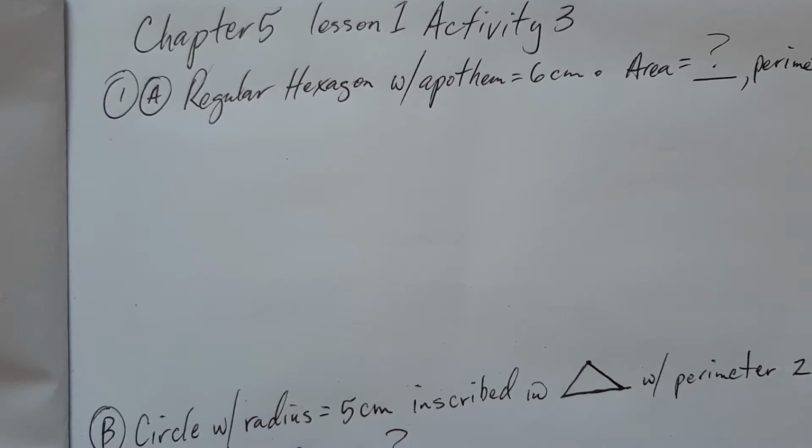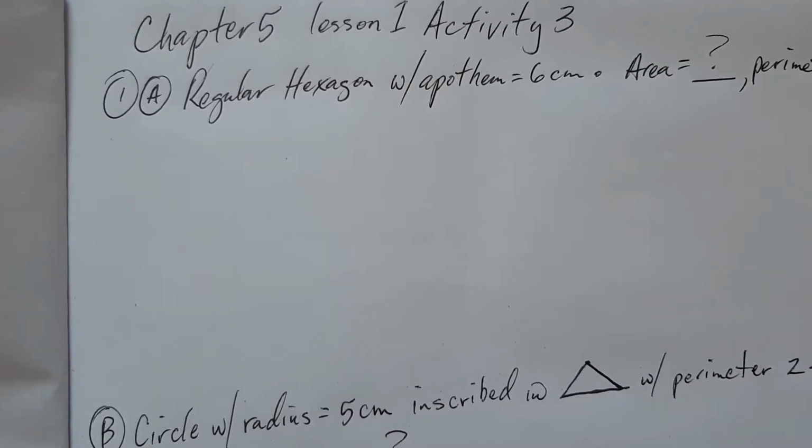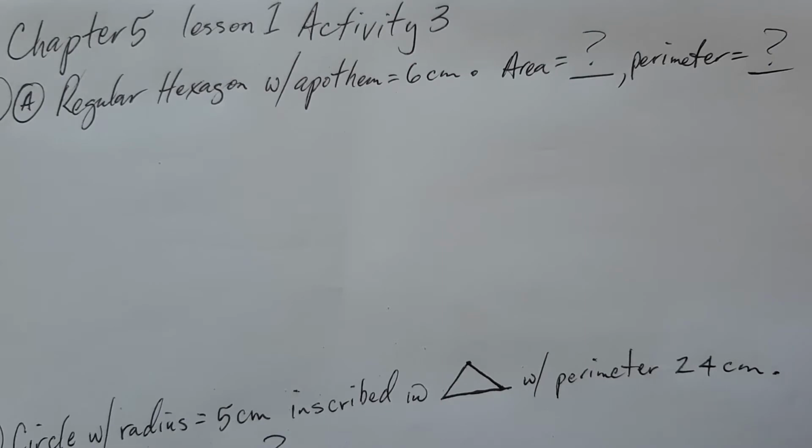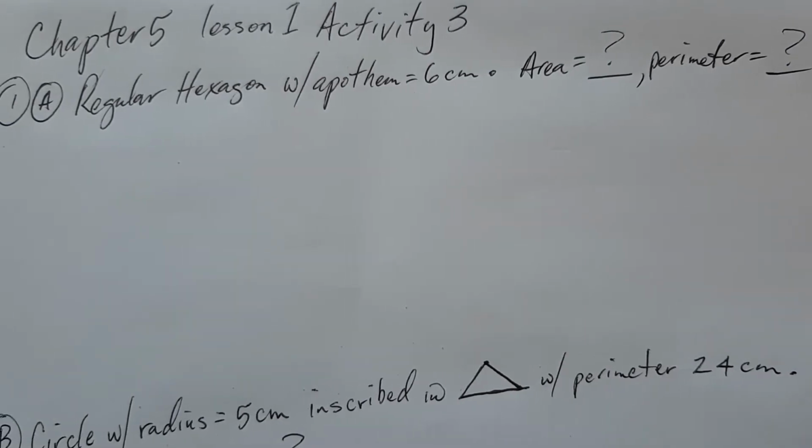Number 1, Part A. A regular hexagon with apothem equal to 6 centimeters. What is the area and what is the perimeter? So, pause the video, please, and work this one, and then I'll work it.